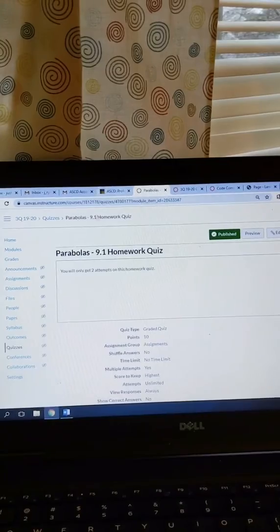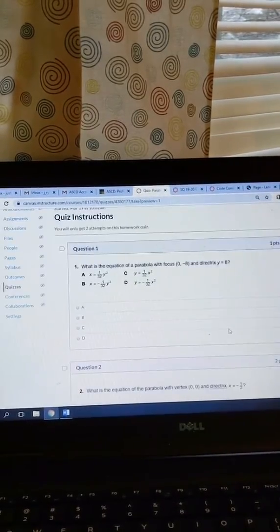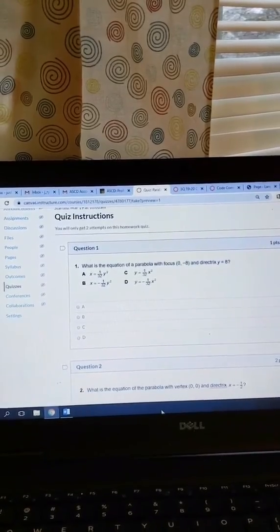Okay, let's get this started. So I'm just going to preview this. So this should be your guys's quiz. Okay, so the first question here, it says, what is the equation?